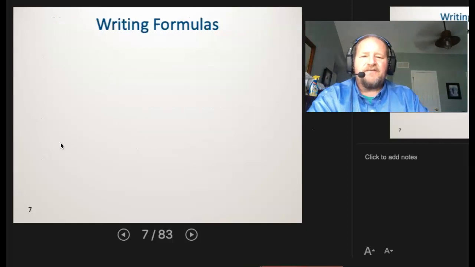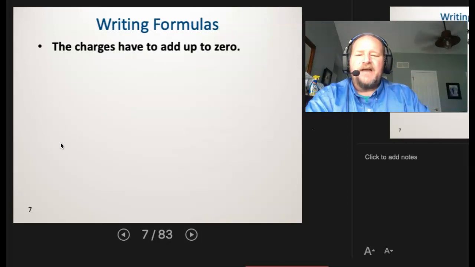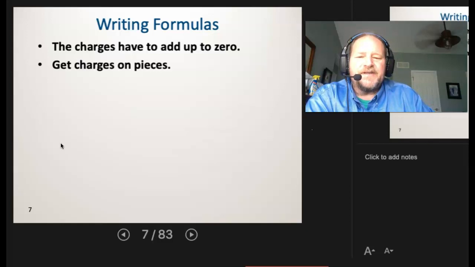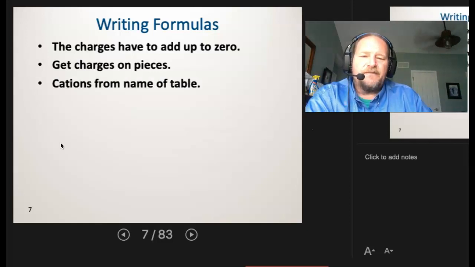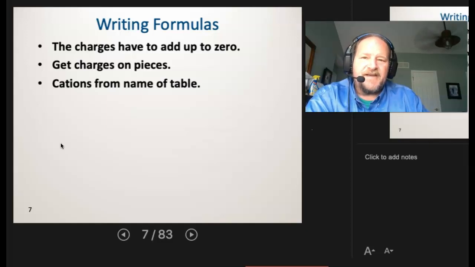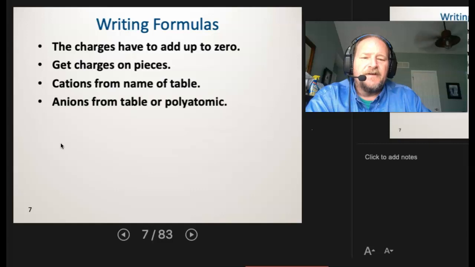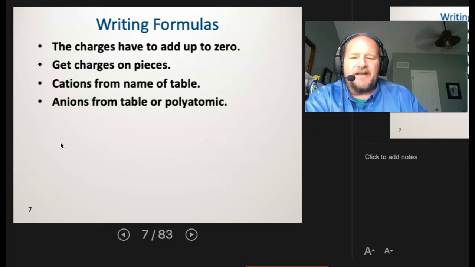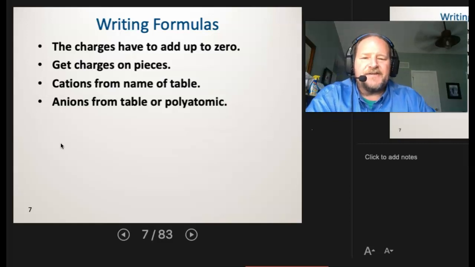All right, let's try writing some formulas. Remember now, the charges have to add up to 0. So what we'll do is get the charges on the pieces. The cations will either come from the name, in the form of a transition metal with a Roman numeral, or from the periodic table based upon the group number. The anion will either come from the periodic table, or soon I'm going to introduce to you some polyatomics. And the polyatomics will just be a list.